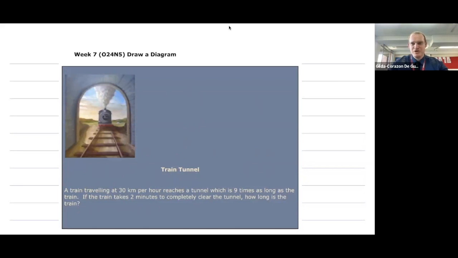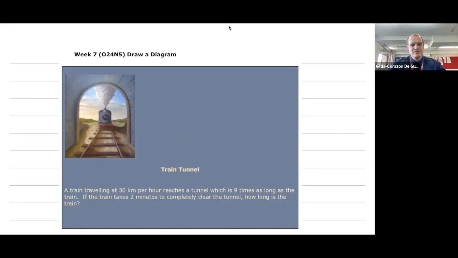We have our problem for week 7. Few different strategies and interesting things that we need to do for this question. But the main thing that I guess you could get confused with is that we need to draw a diagram.